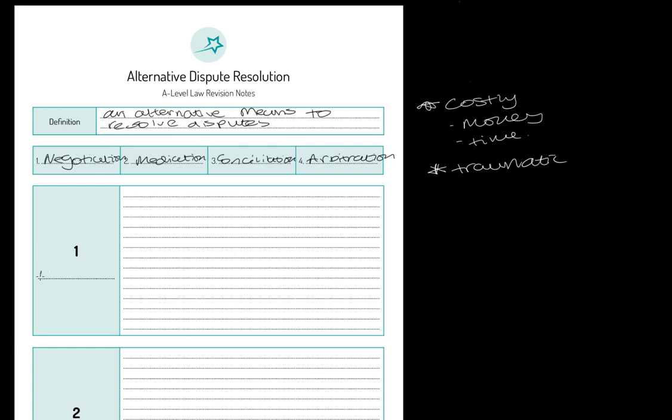So let's start by having a look at negotiation. Negotiation is often seen as the most common form of ADR. It usually consists of the two parties just discussing matters and coming to an agreement.